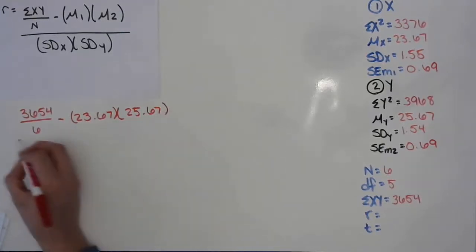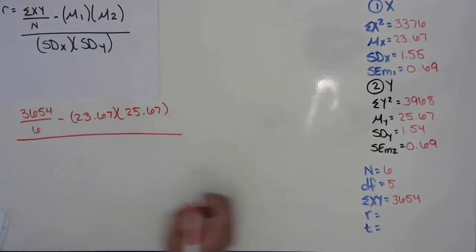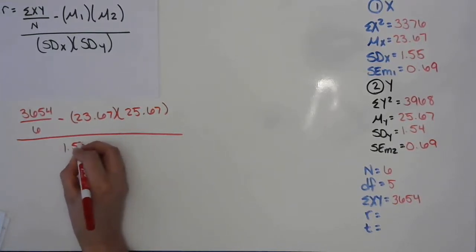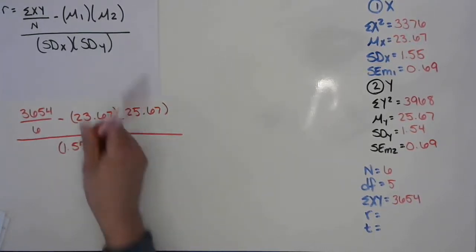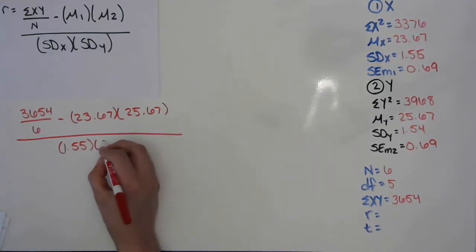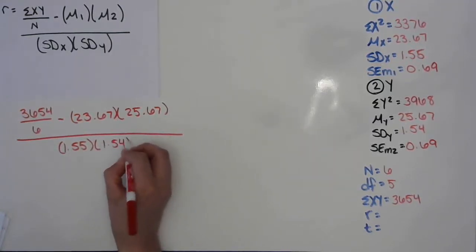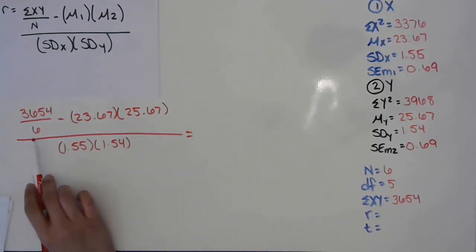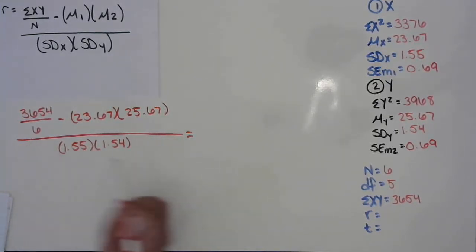And then we're going to multiply that by the mean for group 2, which is 25.67. And then we're going to put all of that over the standard deviation for x, which is 1.55. And then the standard deviation for y, which is 1.54.